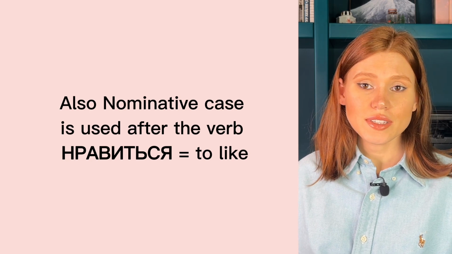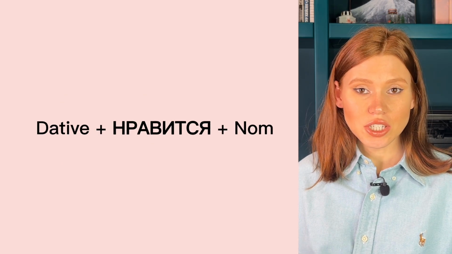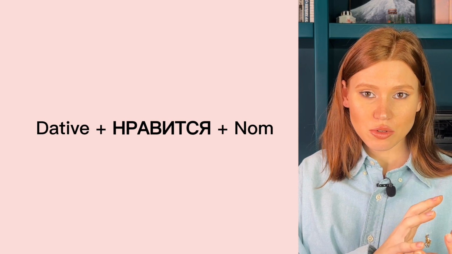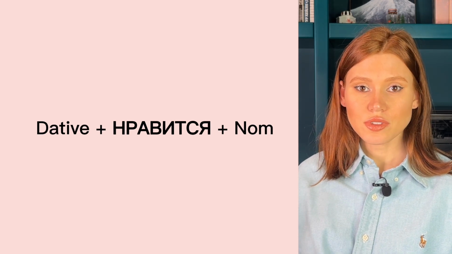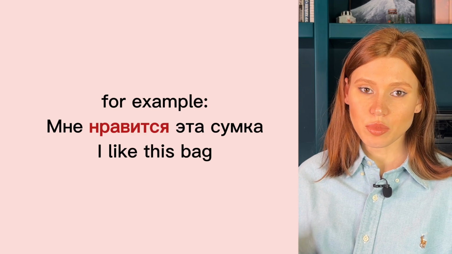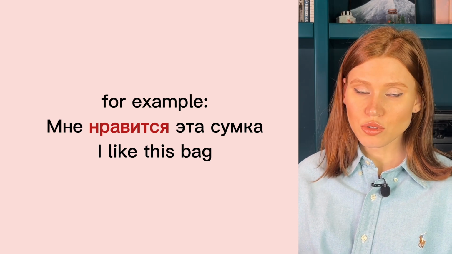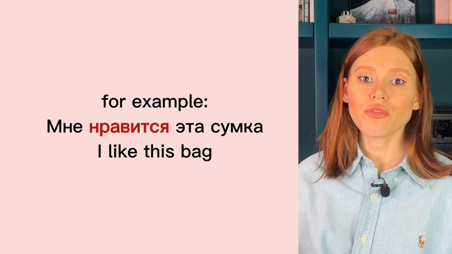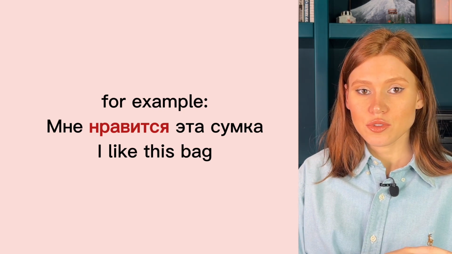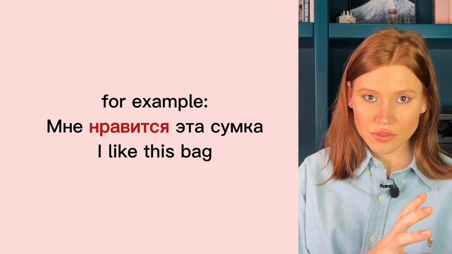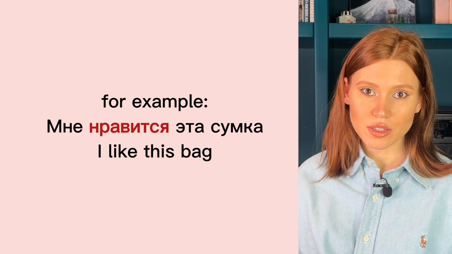And also, the nominative case is used after the verb нравится. In the construction: dative case of the subject of action plus the verb нравится plus a noun in the nominative case. So, for example, мне нравится эта сумка. So, эта сумка, this is the form of the nominative case. Мне, it's a pronoun in the dative case. So, я, мне. So, dative case, subject of action, нравится, and after, a noun in the nominative case.